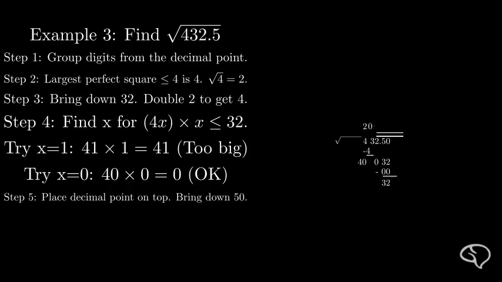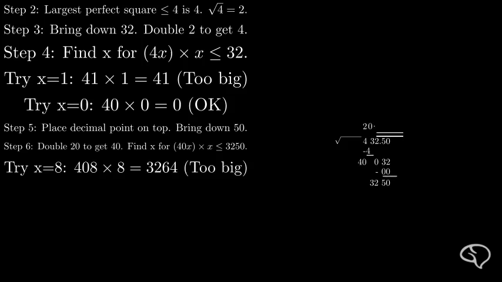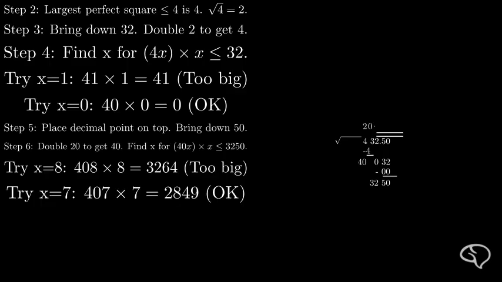We've reached the decimal point in our number, so we place a decimal point in our answer on top. Then, we bring down the next pair, 50. Double the number on top, 20, to get 40. We need to find a digit, x, such that 40x times x is less than or equal to 3,250. After some trial and error, we find that 8 works. 408 times 8 is 3,264, which is slightly too big, so we must use 7.